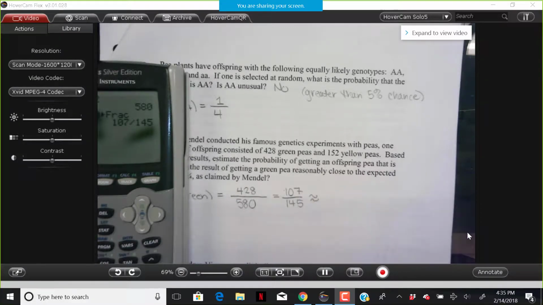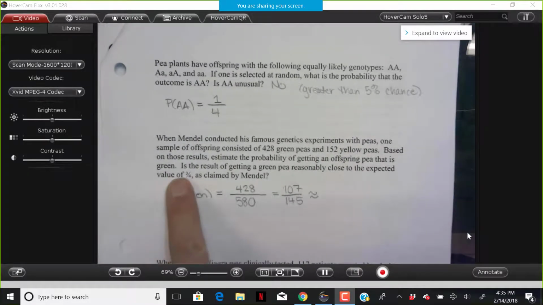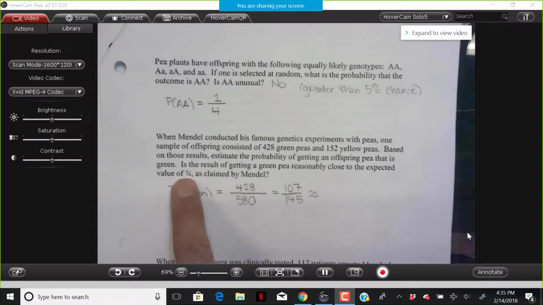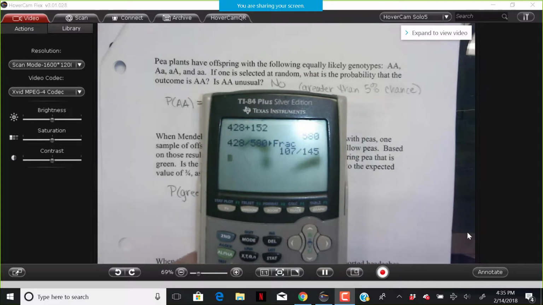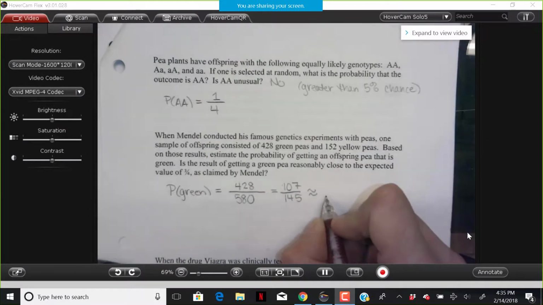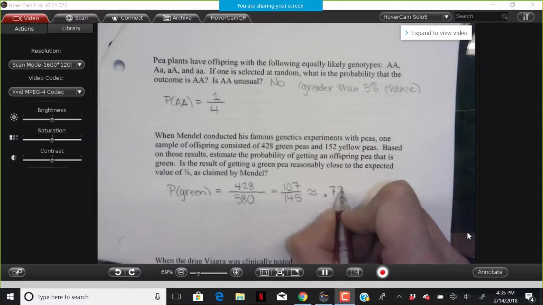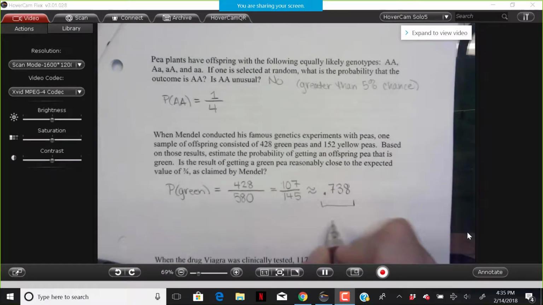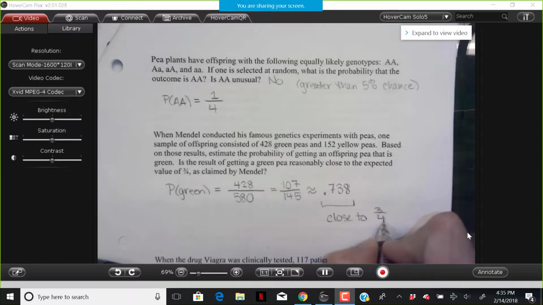If we want it as a decimal, so close to 3/4, I don't know, let's look at it as a decimal because I know what 3/4 is as a decimal, right? So you can just hit math, convert to decimal. So about 0.738. So is that relatively close to 3/4? Yeah, because it's close to 0.75, right? So yes.